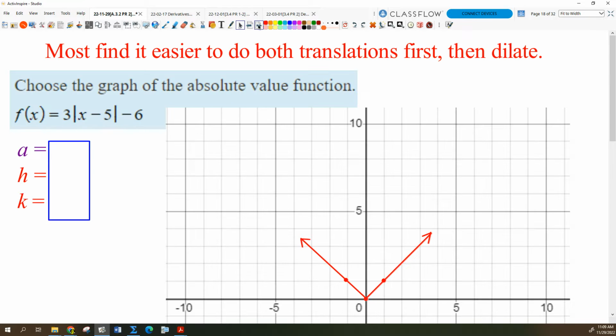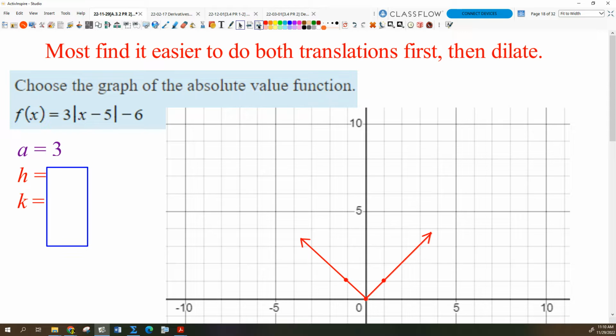But most people find it easier, and that's the way we're going to do it, to do the translations first and then dilate it. Okay. So let's take an example here, and let's go through an easier one. We're going to do the translations first, and then do the dilation. So first of all, what are the values of A, H, and K? We always have to identify what those numbers are because those are telling us what the transformations are going to be. So what's A, everybody?